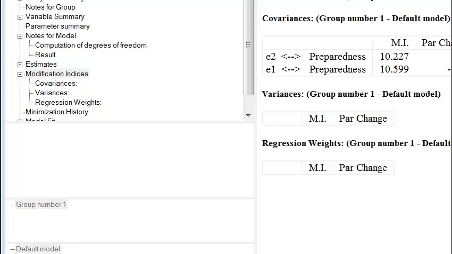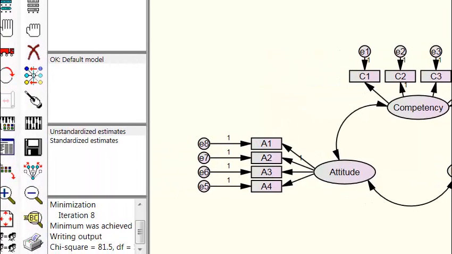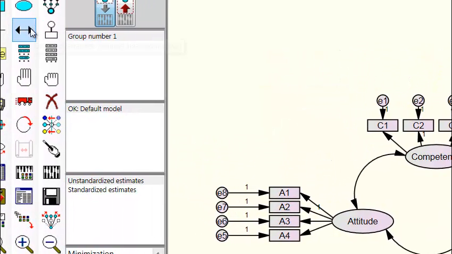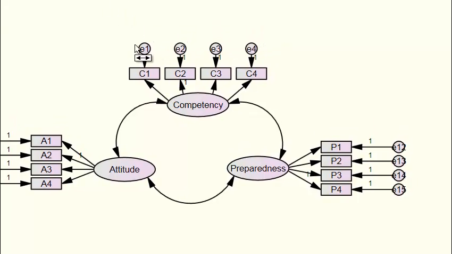Amos is suggesting that we add a covariance between E2, error term 2, and preparedness, and between error term 1 and preparedness. So we're going to do that right now. All right, so here, let me drag this over here. This is your covariance line. I'm going to click on that. And we want it from E1 down to preparedness. And we want E2 down to preparedness. Okay, now we're going to recalculate.